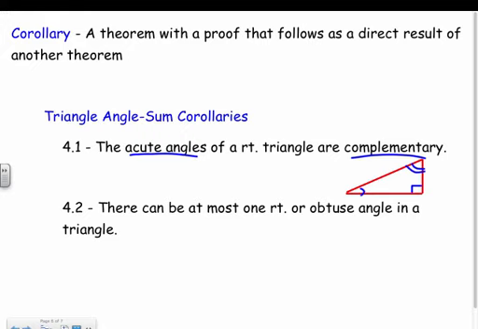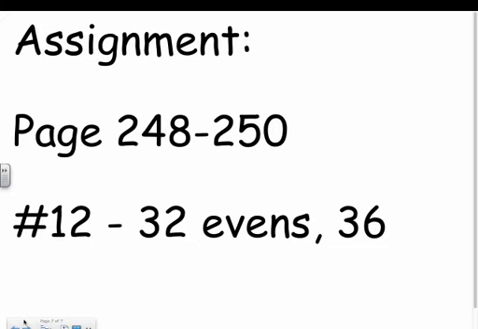And there can be at most one right angle or one obtuse angle in a triangle, one or the other. You can't have two right angles or two obtuse angles because then it's more than 180. It wouldn't make any sense. And we'll use those eventually.